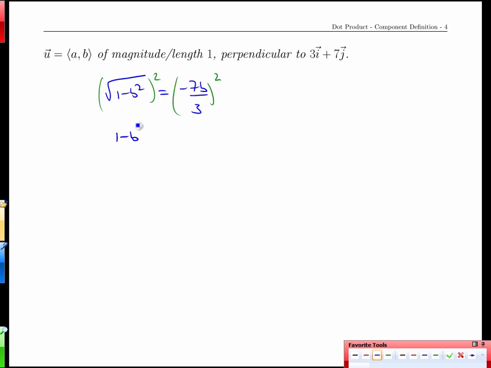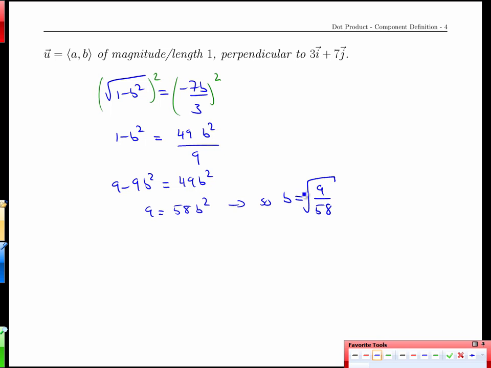So we get on the left 1 minus b squared, and just being careful to square everything that we see here. 7 squared, 49, b squared, 3 squared is 9. Bring the 9 up, we get 9 minus 9b squared is 49b squared, and we can bring that over. 9 is going to be 58b squared, so b is going to equal 9 over 58, and the square root of that. And so we can also take a plus or minus there. Let's just see what happens when we get b being the positive root.